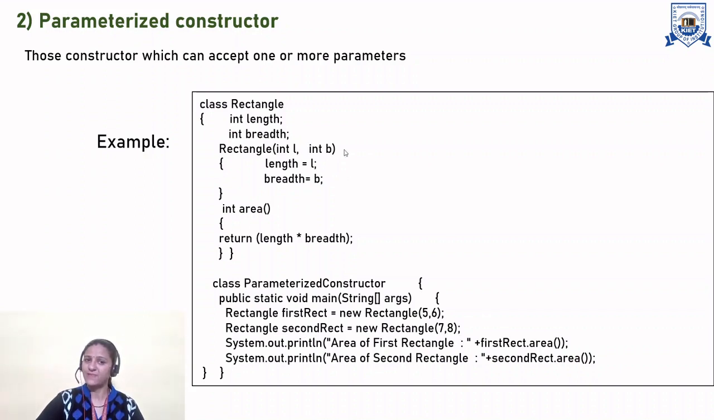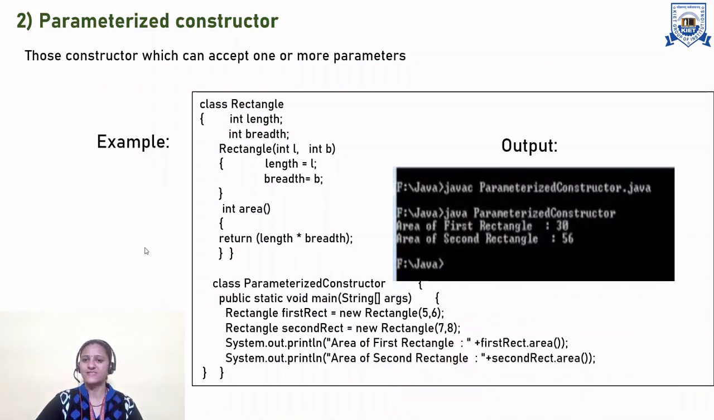It was received in L and B and assigned to length and breadth. When another instance called area, this time it has got 7 and 8. 7 and 8 will get multiplied, and this time it will return 7 into 8, that will be 56. Now the output is like this.